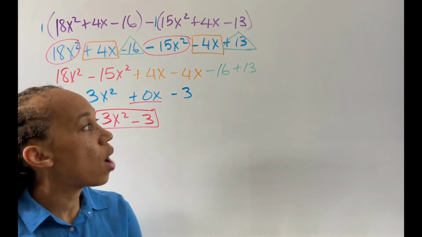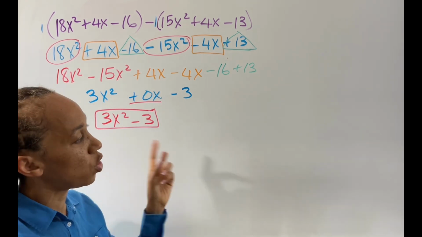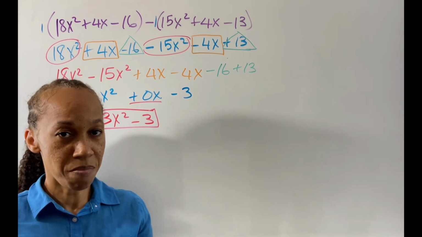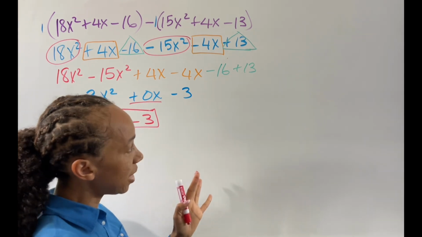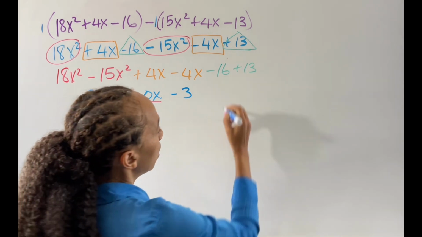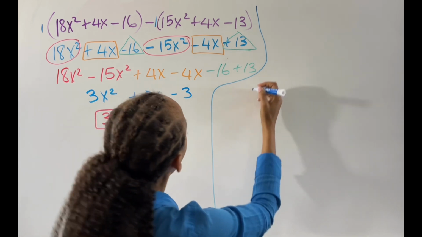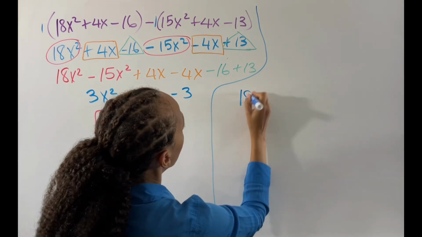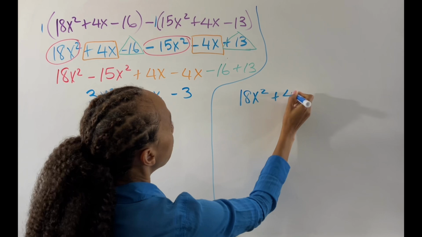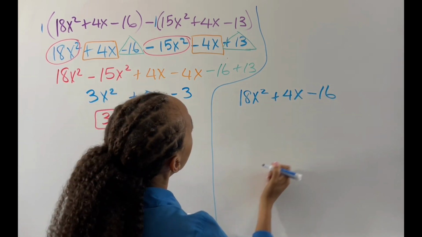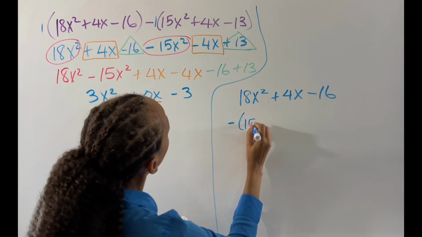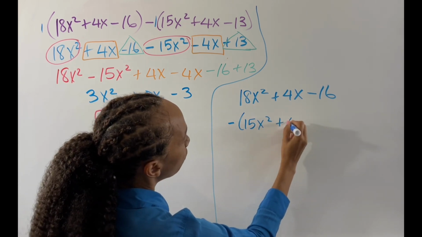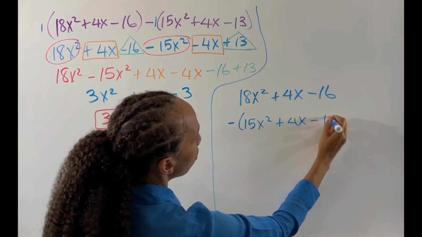Now I'm going to show you how to use the same problem, and we're going to use the vertical method. So the vertical method, you're going to set it up vertically. Same concept, but you're going to set it up vertically. So let me draw a line here, and 18x squared plus 4x minus 16, and now I have my negative sign here because I'm going to have my 15x squared and plus 4x and minus 13.